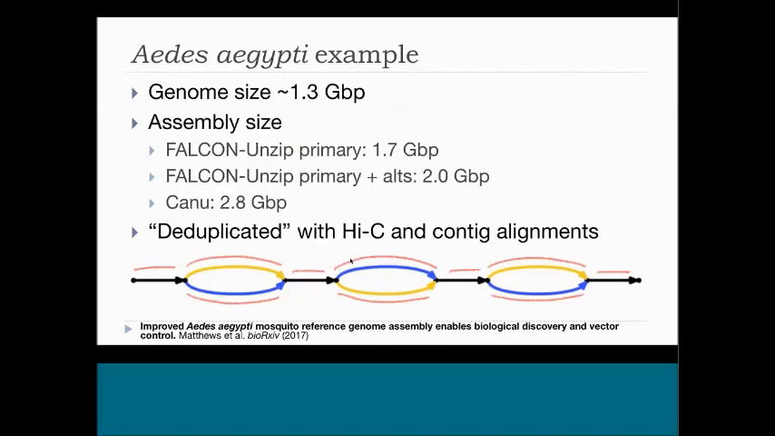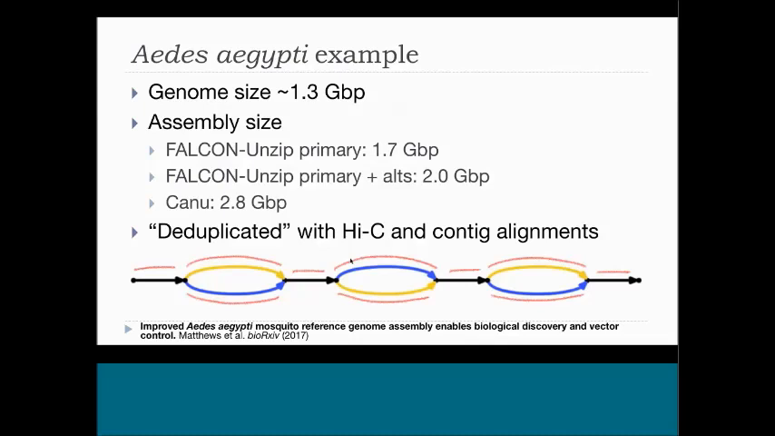Canu, the first assembly, had a 2.8 gigabase pair assembly size, almost twice the expected. And Falcon Unzip, which was collapsing a little bit more of the diversity, too had a 1.7 gigabase pair pseudohaplotype, this primary contig size. And so a lot of effort was spent dealing with these expanded assemblies to try and deduplicate them.